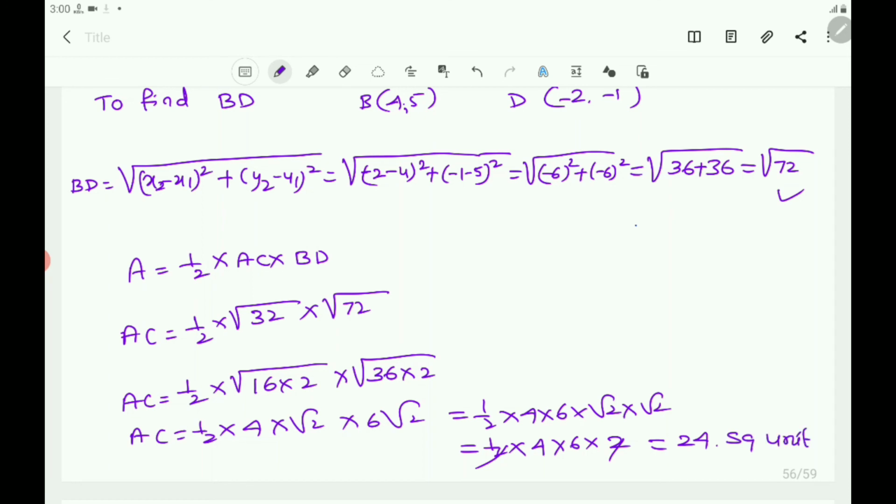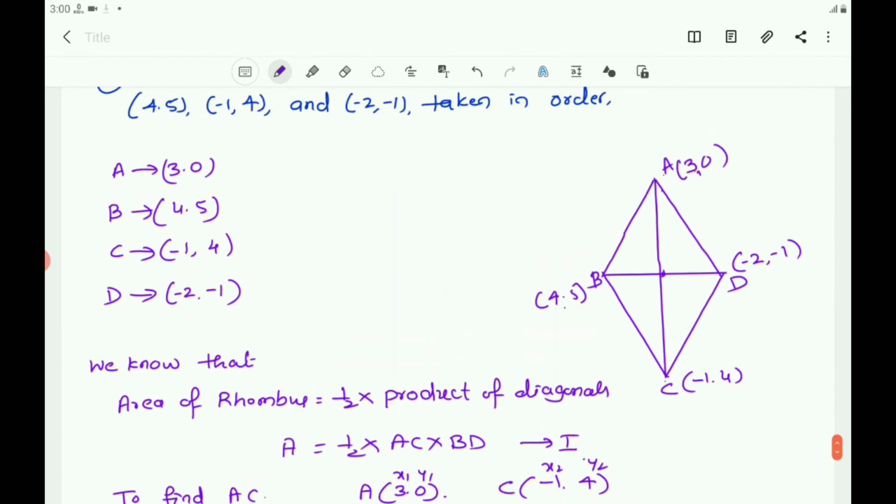What is the area of the rhombus? The area of the rhombus is 24 square units. In this way, you got the area of the rhombus with the points A, B, C, D with the coordinates (3, 0), (4, 5), (-1, 4), (-2, -1) respectively.